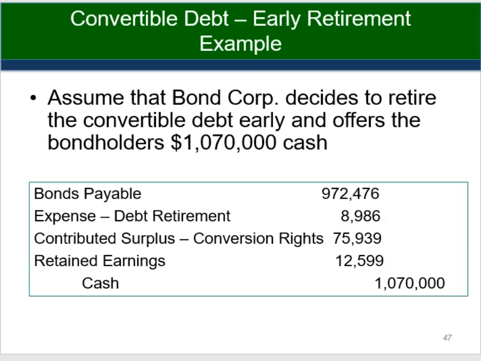So I think the key things to take from this journal entry would be bonds payable goes away, contributed surplus conversion rights go away, and the amount of cash paid is offset by a loss on debt retirement in this case to balance.